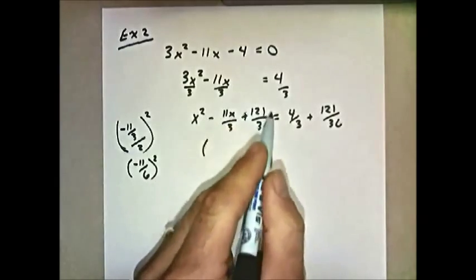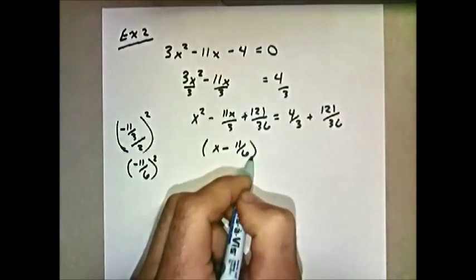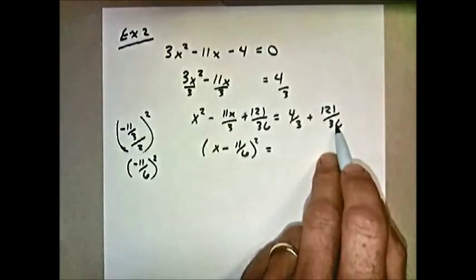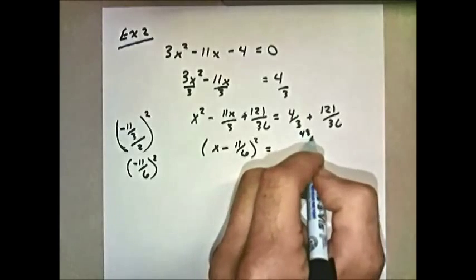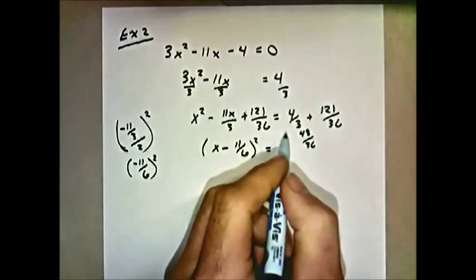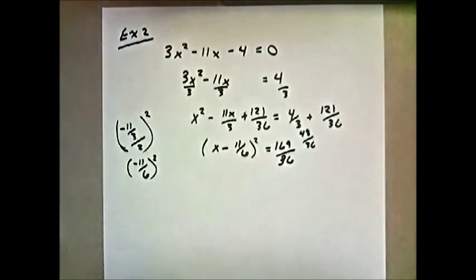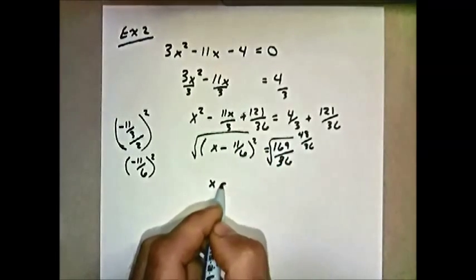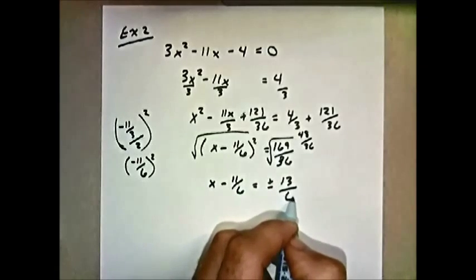We're going to factor this left side since we know that it factors x minus 11/6. Over here, we're going to combine these two. 3 and 36 has a common denominator of 36, so I'm going to multiply it by 12. So I end up with 48 over 36 plus my 121 over 36. And that gives us 169 over 36. Take the square root of both sides. So we have x minus 11 over 6 equals plus or minus 13 over 6.